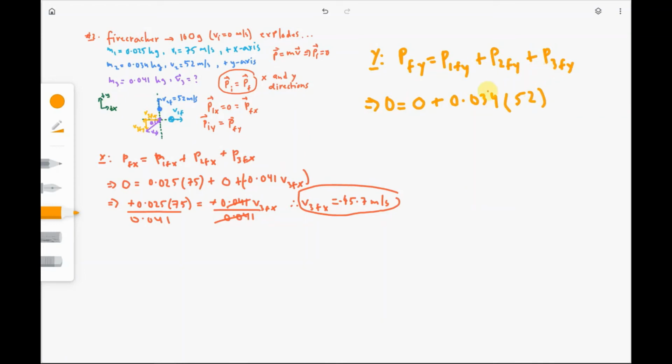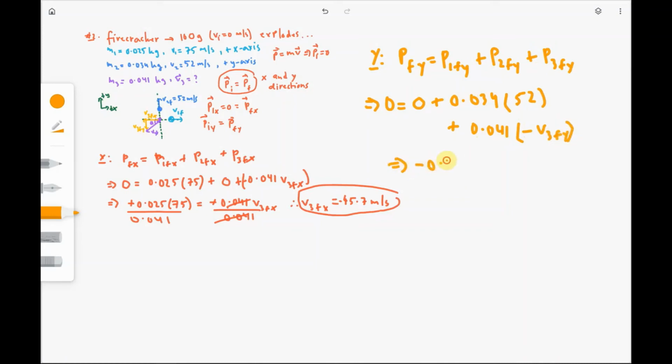And what is P3Fy? Well, we have denoted the y component of velocity of the third part to be V3Fy. So this is just the mass 0.041 times, remember that this is also in the negative y direction, so negative V3Fy. Solve this like before.